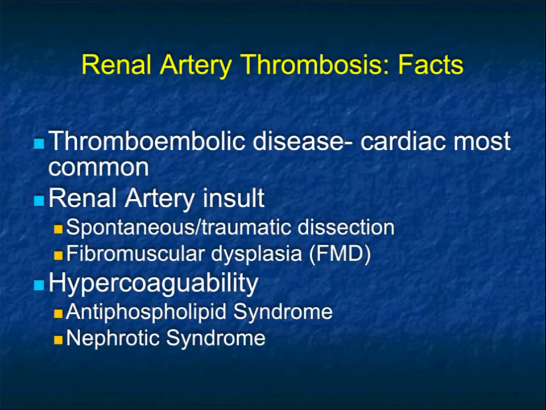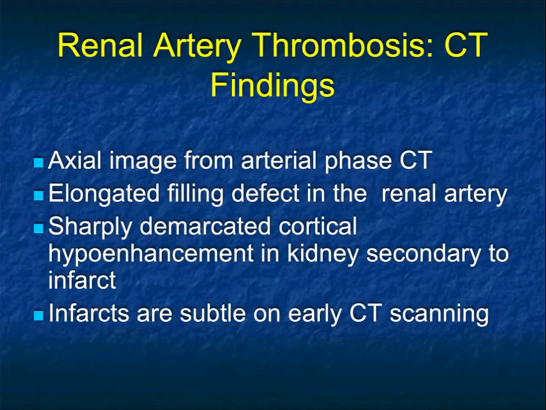You can see renal artery insult where you can see the actual thrombus. Occasionally you can see thrombus as a cause of trauma or from trauma. We have a dissection. It could also be due to FMD. Hypercoagulability states are also possibilities. With renal artery thrombosis, on the images you may see a filling defect in the renal artery. You may see sharply demarcated cortical hypoenhancement.